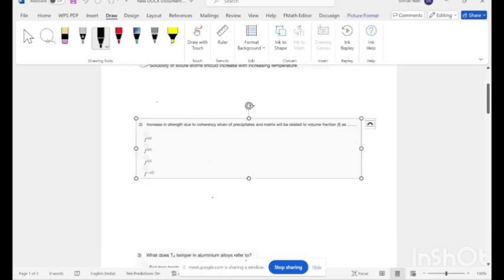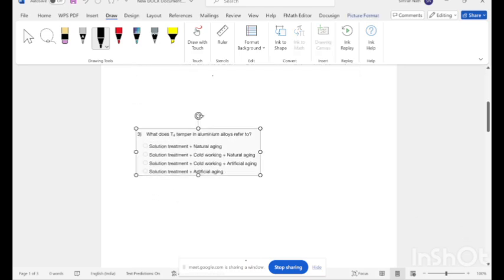Next is, the increase in strength due to coherency strain of precipitates and matrix will be related to volume fraction as... F of minus 1 by 2? No. Option 4? No, wrong. Option 3. Yeah, it is directly proportional to the square root of the volume fraction of particles.